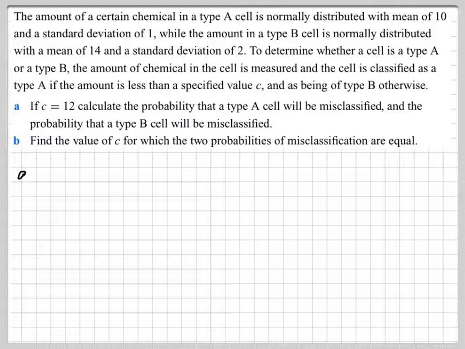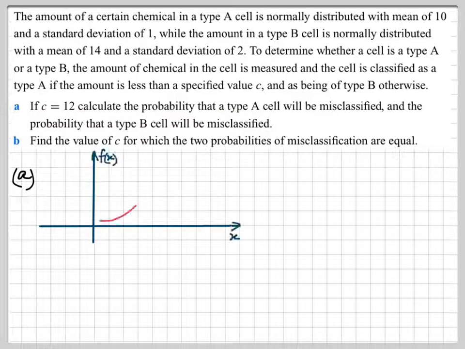Now, let's look at part A. If C is 12, calculate the probability that a type A cell will be misclassified as a B, that means it's really an A and we're calling it a B, and the probability that a type B cell will be misclassified as an A. Goodness gracious me, we need a picture. We desperately need a picture. Come on, let's draw a picture.